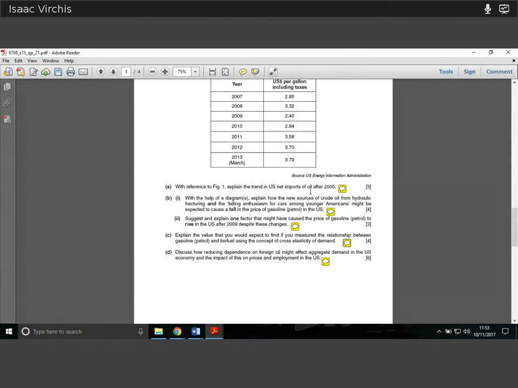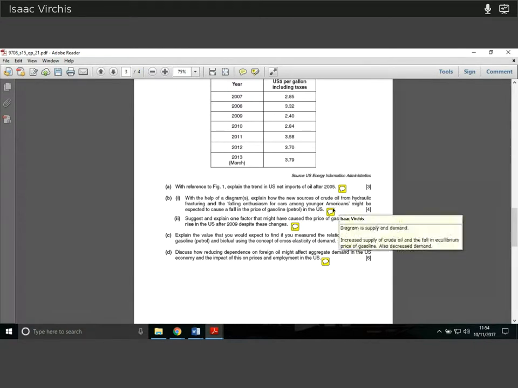Okay, question two: with the help of a diagram, explain how the new sources of crude oil from hydraulic fracturing, so fracking, and the falling enthusiasm for cars amongst younger Americans, here we go, so quoting from the article, might be expected to cause a fall in US petrol prices. So here we've got a demand factor and also a supply factor, so we're probably going to be expected to talk about both. You can either do two separate demand and supply diagrams or put both shifts on one.